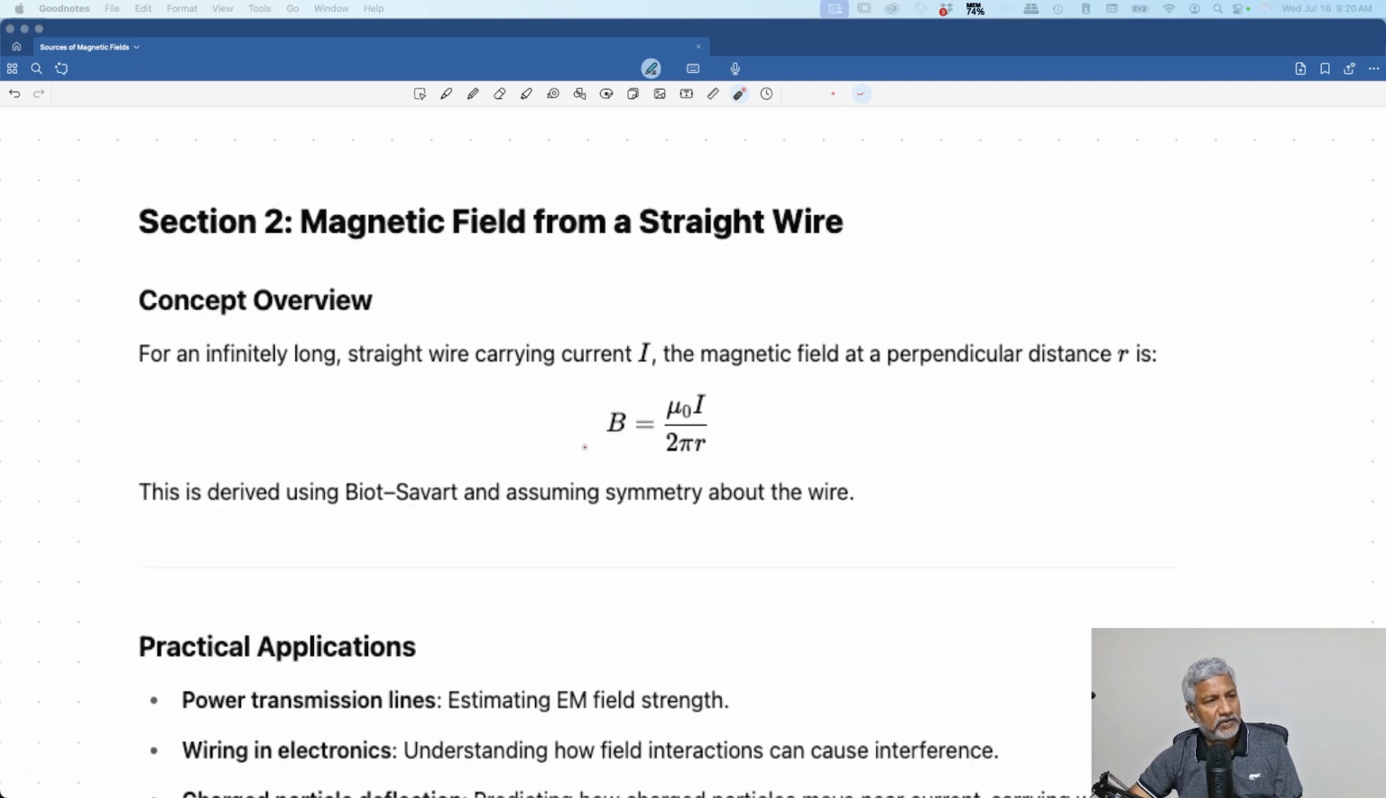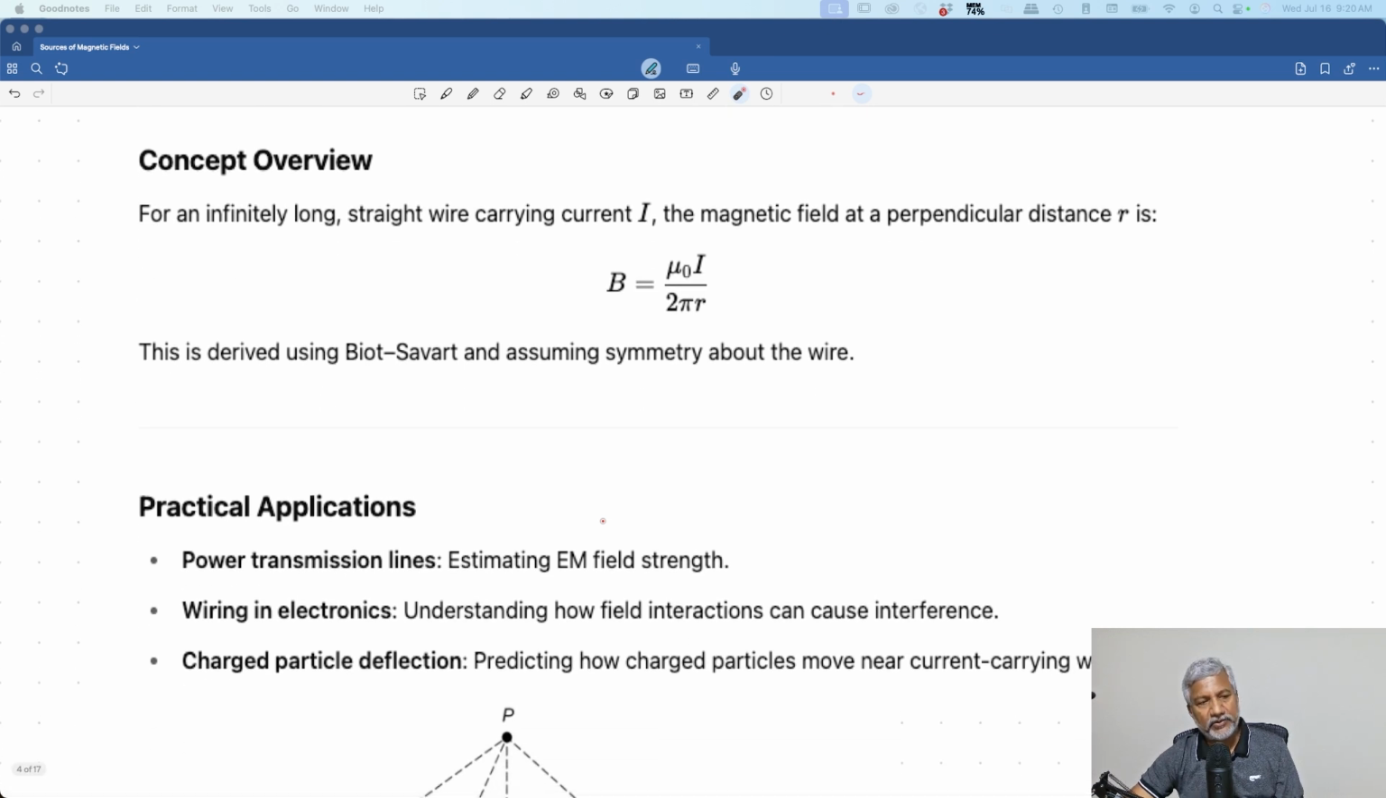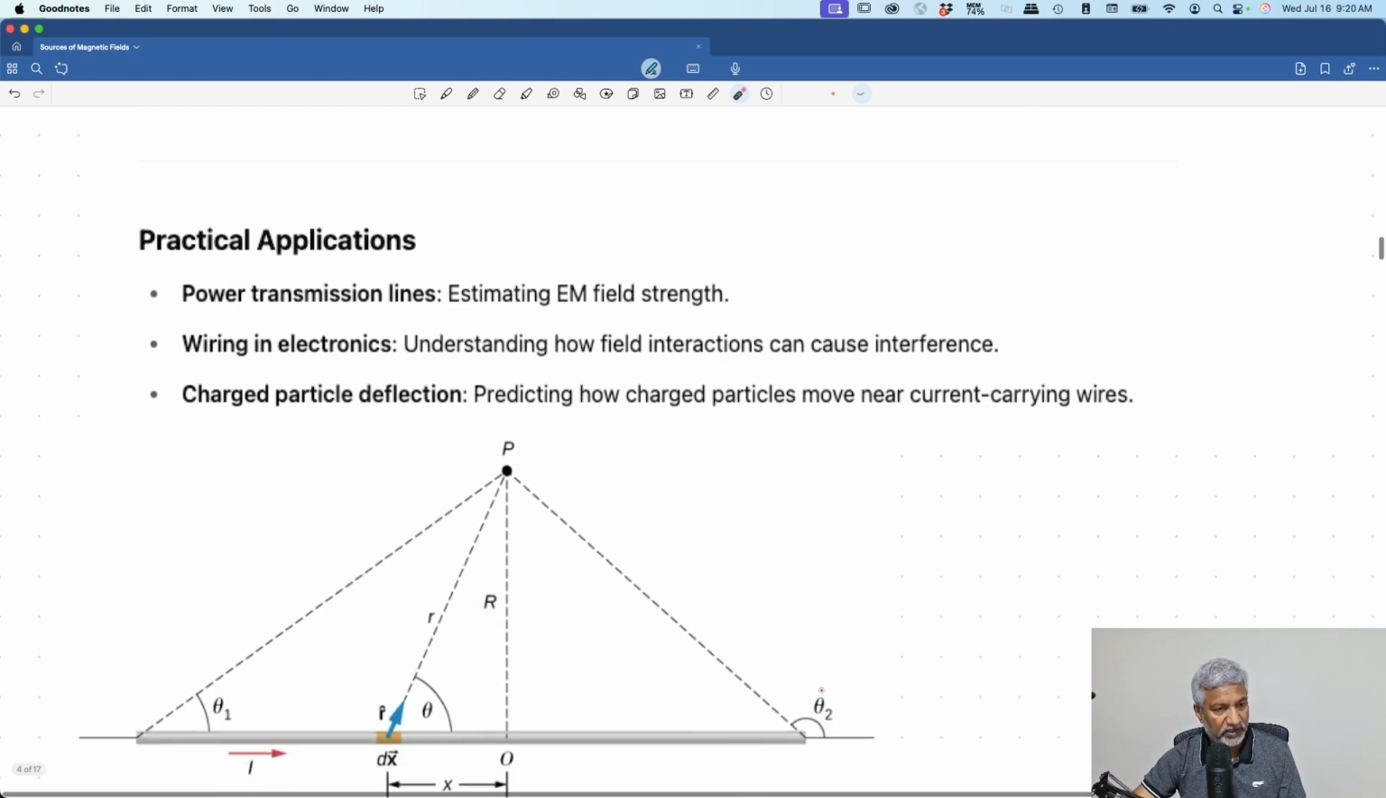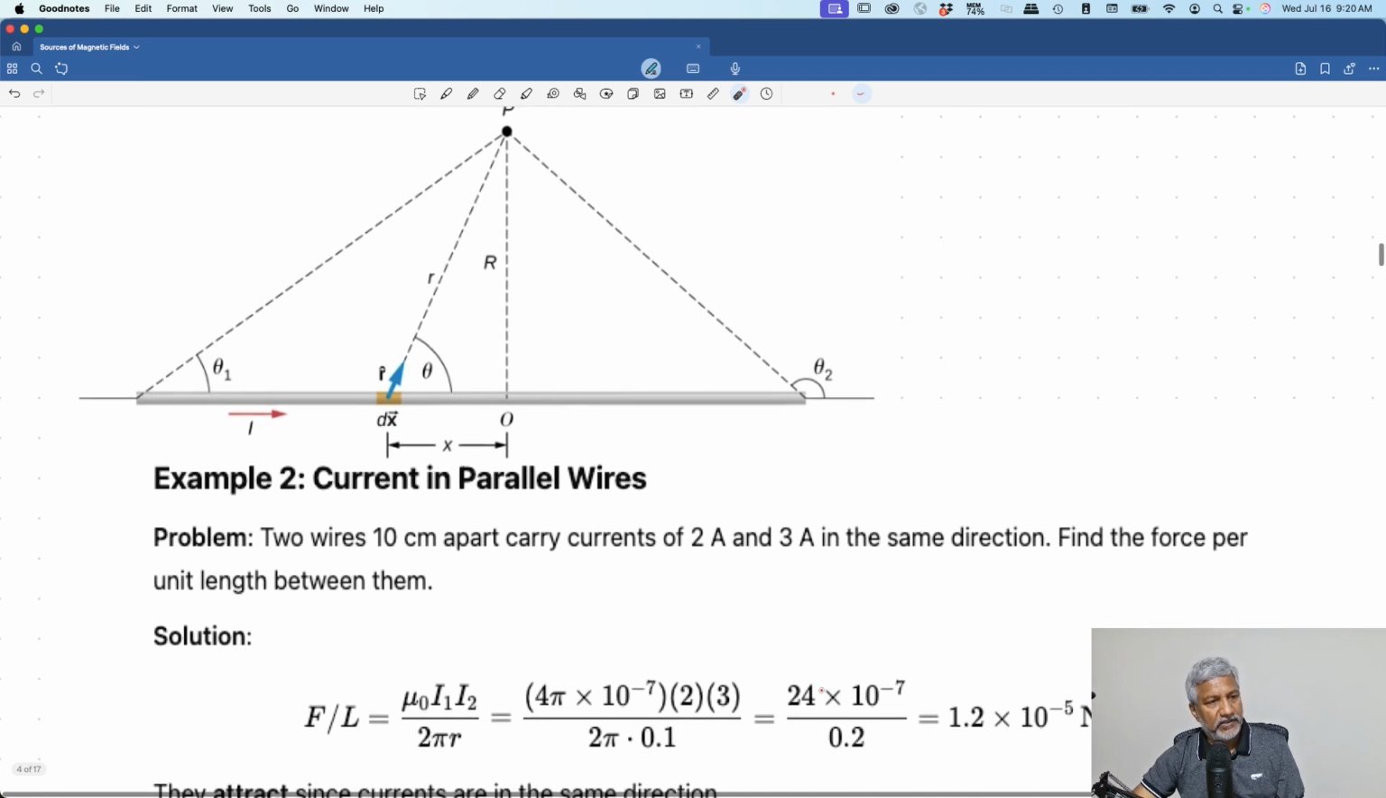So that's exactly what's given here. And again, it's derived using Biot and Savart's law and using calculus. Practical applications: you can find the electromagnetic field strength due to power transmission lines, which would be of a greater magnitude. And understanding how the field interactions can cause interference in electronic circuits. Predicting how charged particles move near current carrying wires and all that. Okay, so that is what it's useful for.